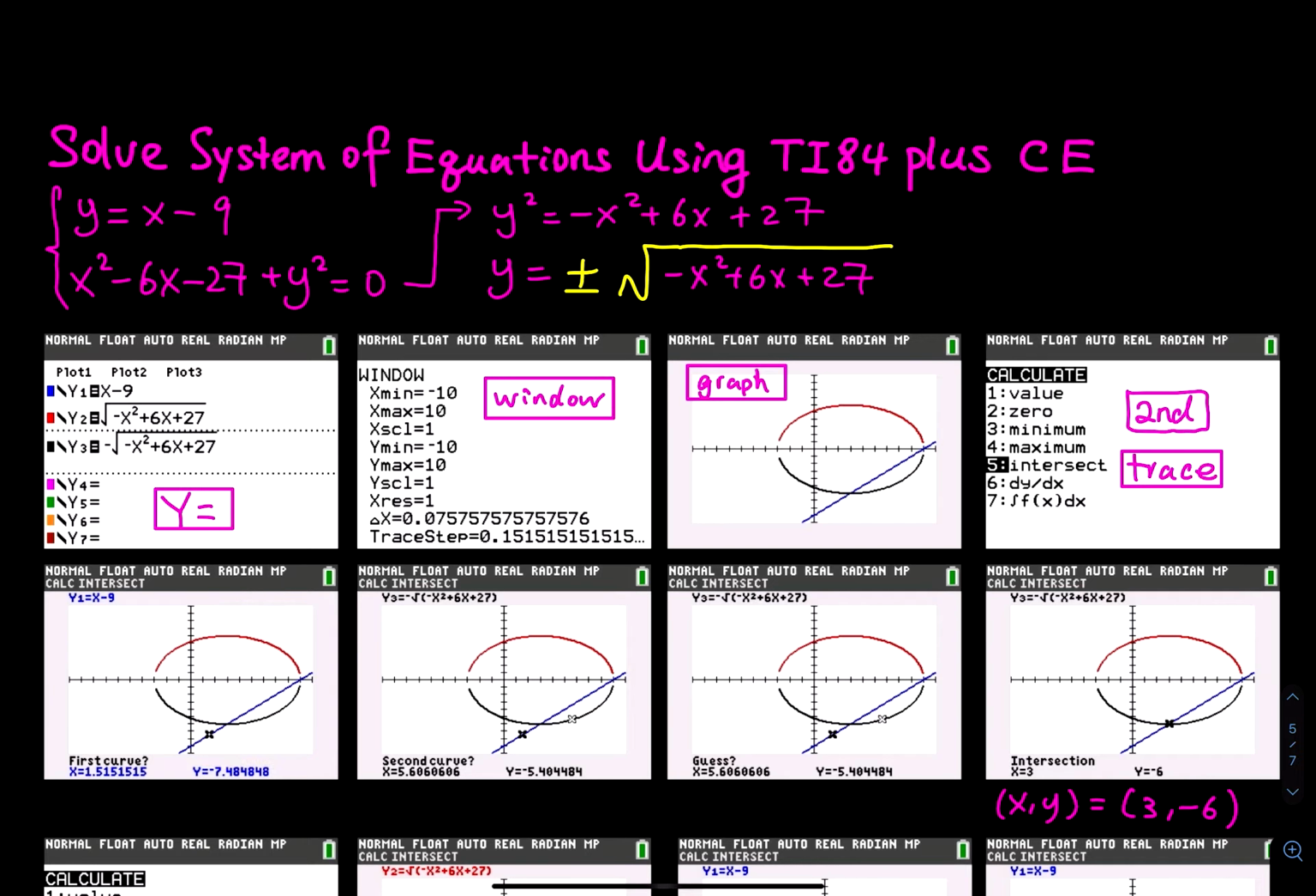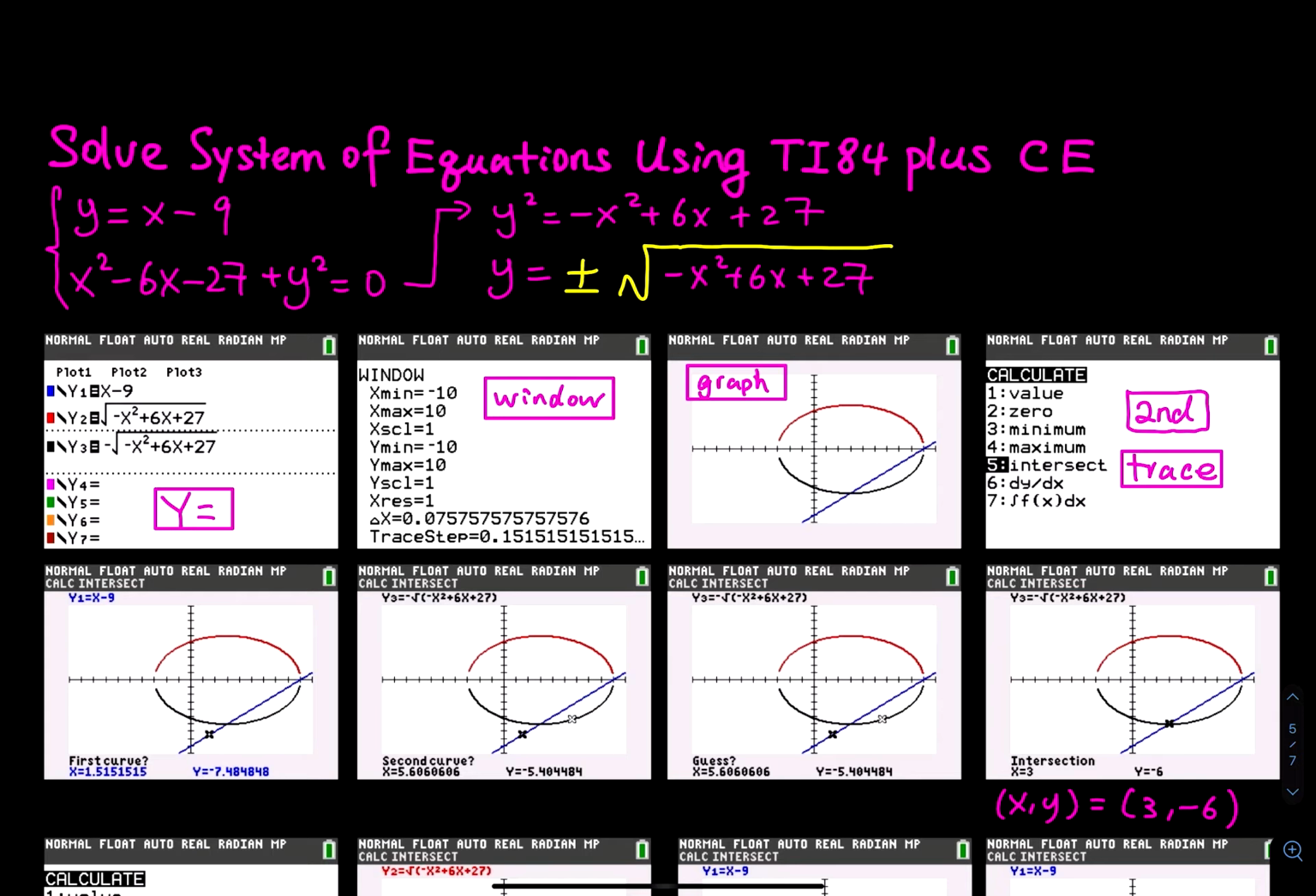Now they are asking you for the first curve. The cursor is on the straight line. Do you see that? The cursor is on the straight line. And then what are we looking for exactly? We are looking for this intersection. In the following few steps, you place the cursor on the left hand side of the intersection, then place the cursor on the right hand side of the intersection, and then let the calculator calculate the intersection for you.